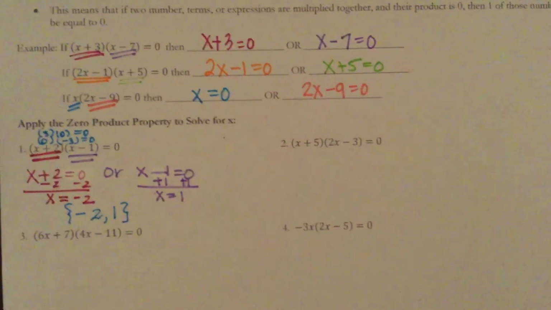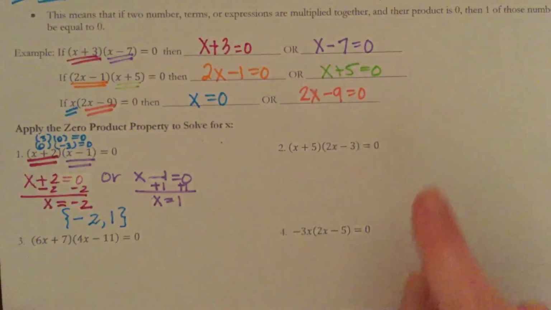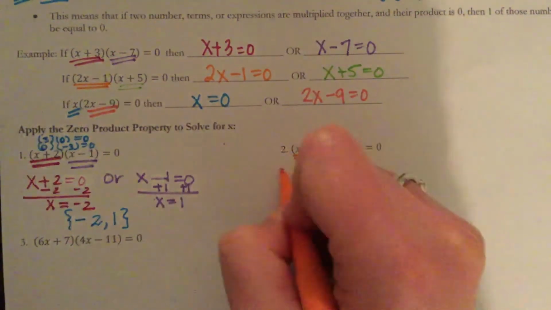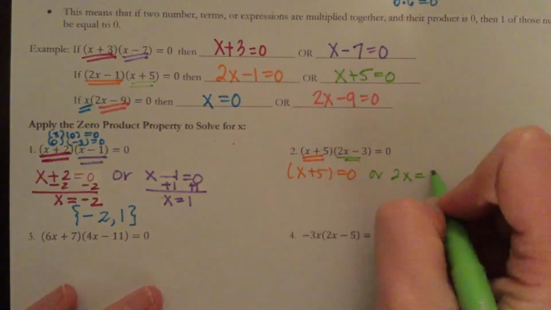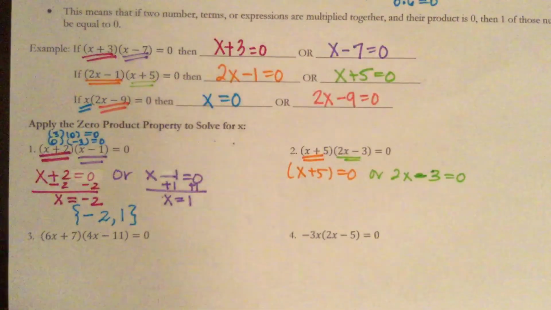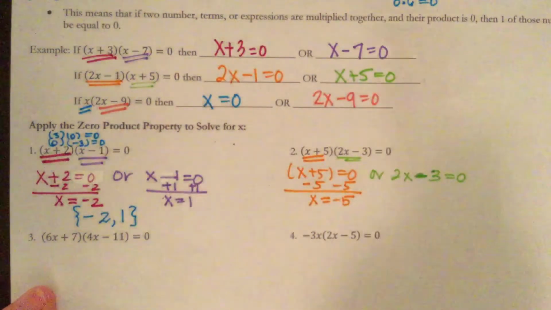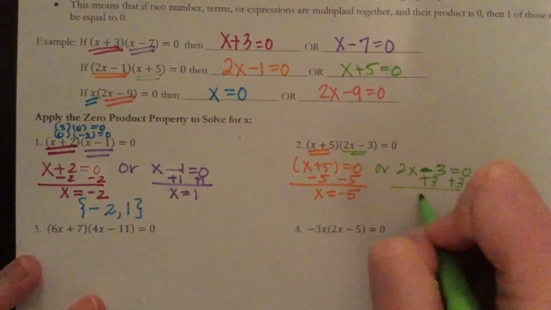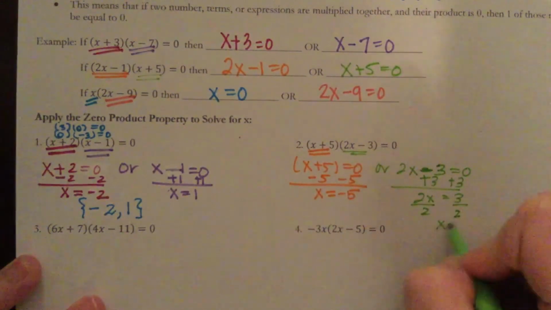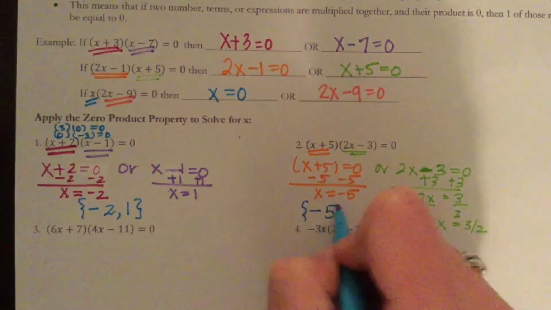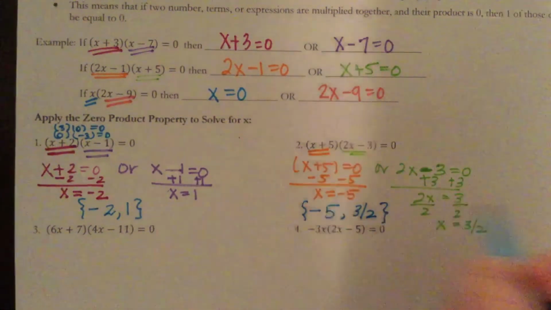In the second example, x plus 5 times 2x minus 3 equals 0. We have a product that is equal to 0, so we can apply our zero product property. Either x plus 5 is equal to 0 or 2x minus 3 is equal to 0. Solving each of these, I can subtract 5 here to figure out that x would need to be -5. I can add 3 and divide by 2 here and find that x would be 3/2. Again, I could plug each of those in and see that they do make the equation true. Therefore, my solution set would say that x can be -5 or x could be 3/2.